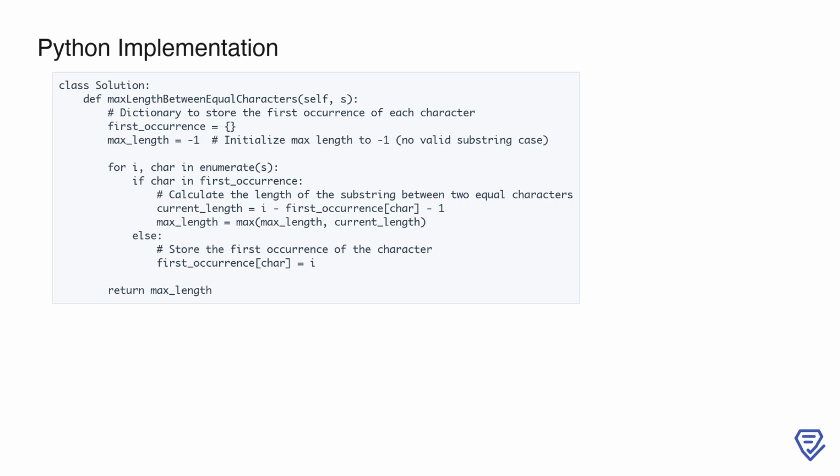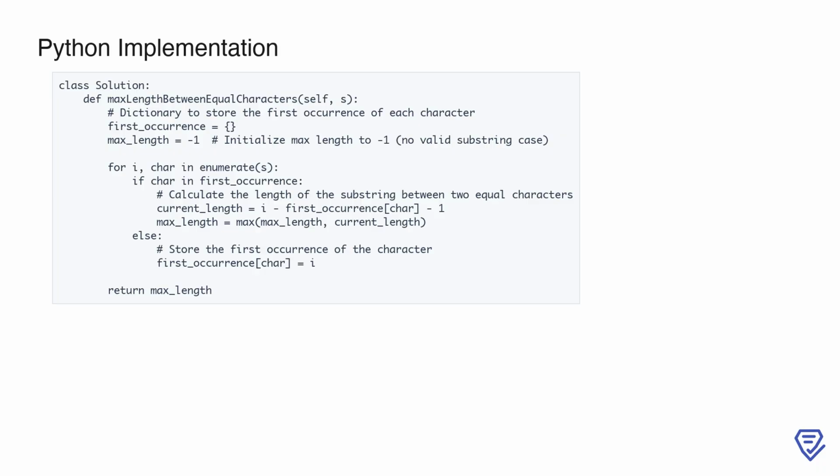It also initializes max_length to -1, which is used to track the maximum length of valid substrings, or -1 if none exist. The loop iterates through the string with enumerate, capturing both the index I and the character char at each step. For each character, the code checks if the character already exists in the first_occurrence dictionary.